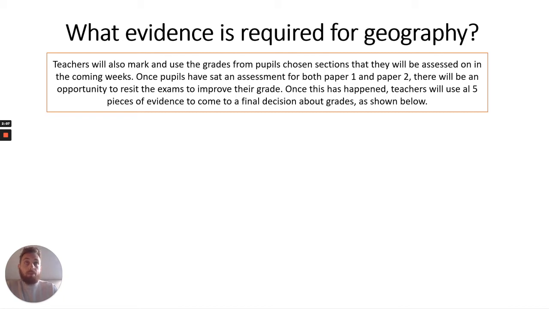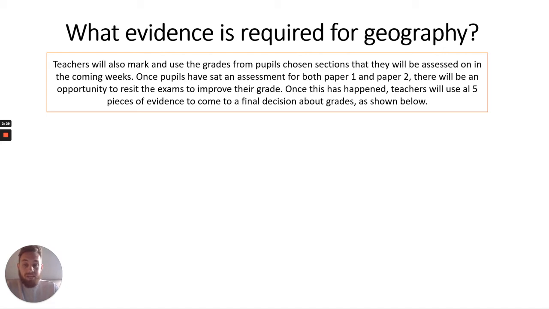So for example, for paper 1, pupils won't be sitting the entire paper, but they'll be sitting one section from it. So they might have chosen rivers and coasts, they might have chosen weather hazards, or they may have chosen ecosystems, biodiversity and management. But these essentially will be taken in exam conditions in class, and they will also help us form our decisions on pupils' grades.